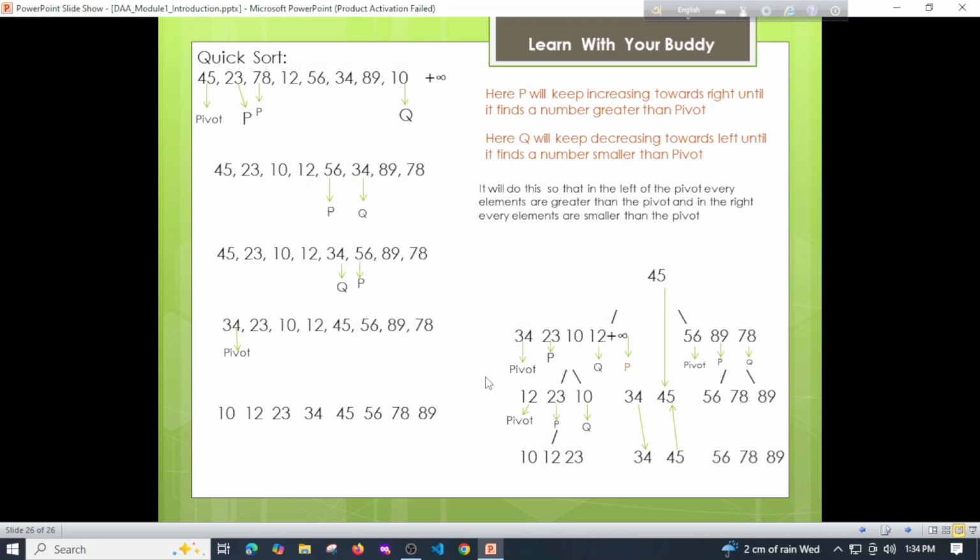So that was all about quick sort in our algorithm design and analysis series in divide and conquer.